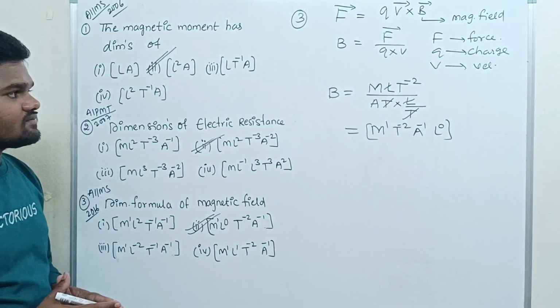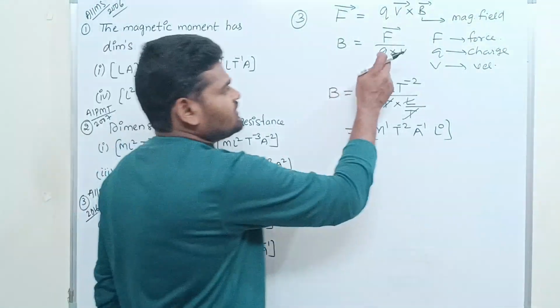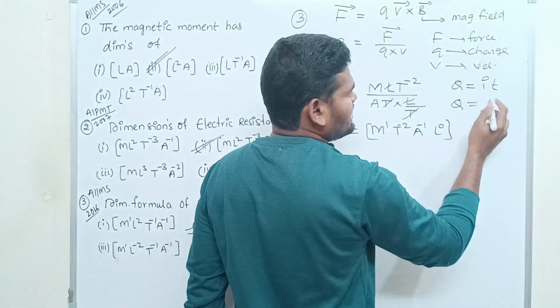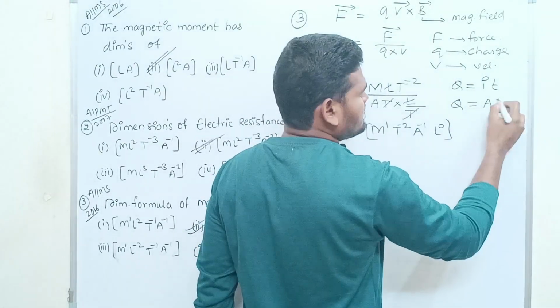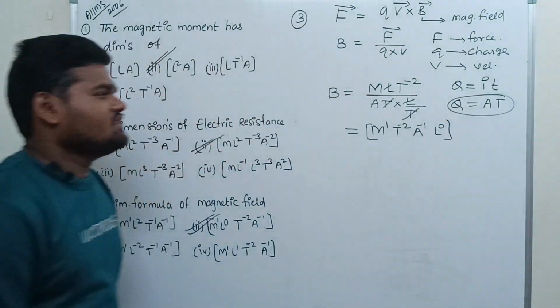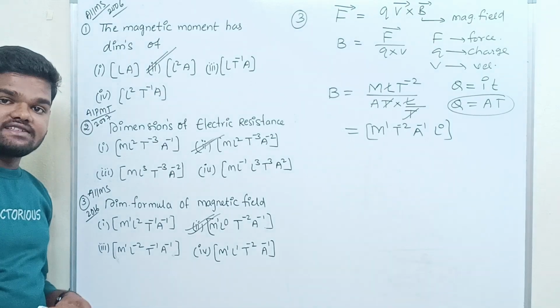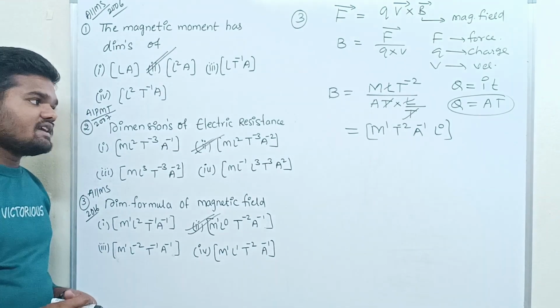Is it clear? Any doubts? What is Q? Charge. Q is equals to I into T. So Q, I can be represented by A. T means T. Q is equals to AT. Is it clear? Any difficulty is there? Right, no difficulty is there.